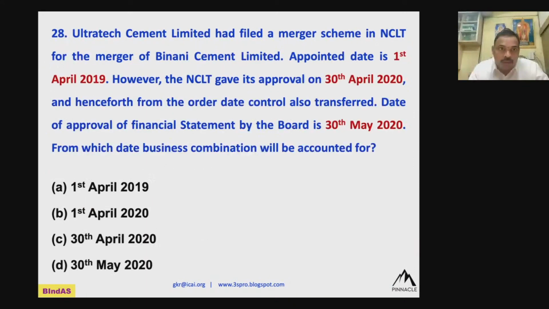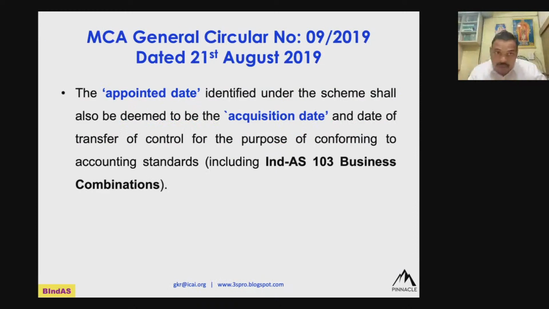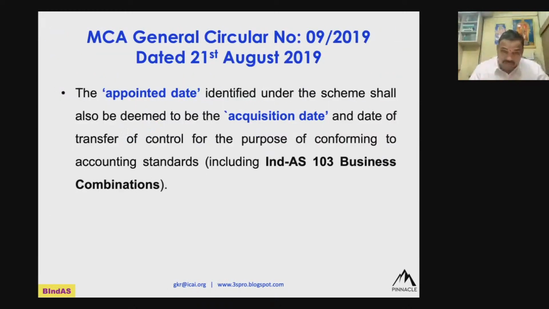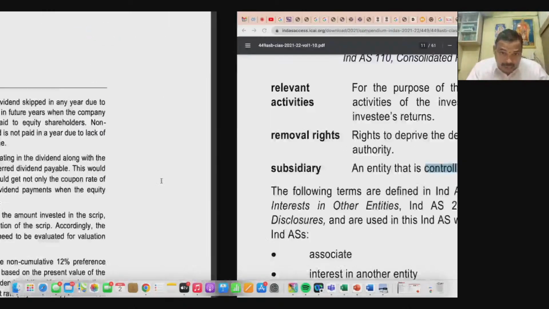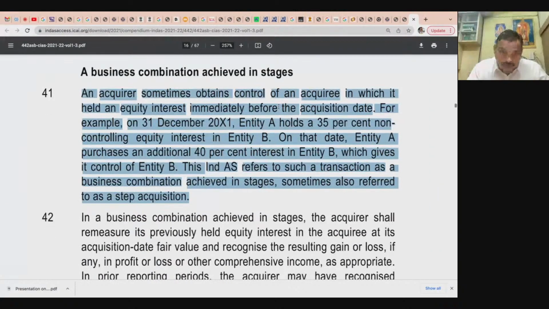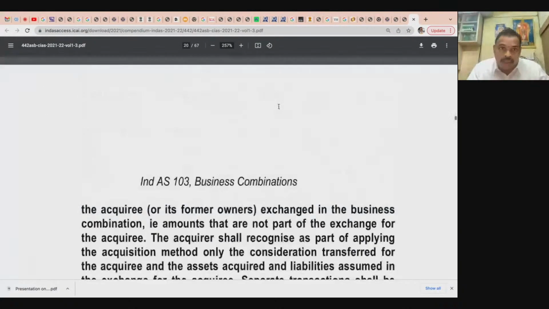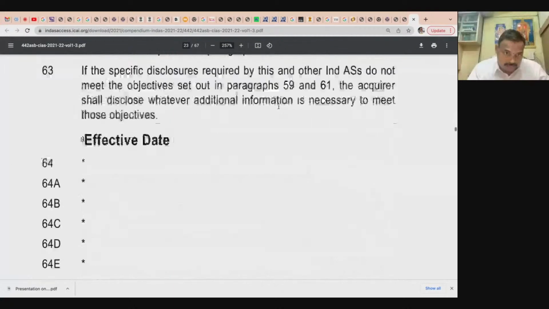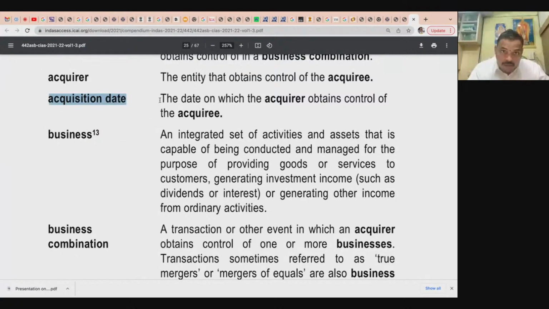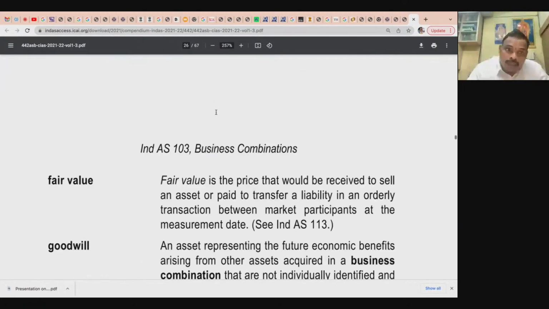So I'll take you like this. Now this is an important thing you need to understand. Okay. So what is this? See, under this Ind AS, this is your Ind AS 103, they have a terminology called acquisition date. That is in your Appendix A, acquisition date. Okay, the date on which the acquirer obtains control of the acquiree. And actually, this term control has not been defined at all here.